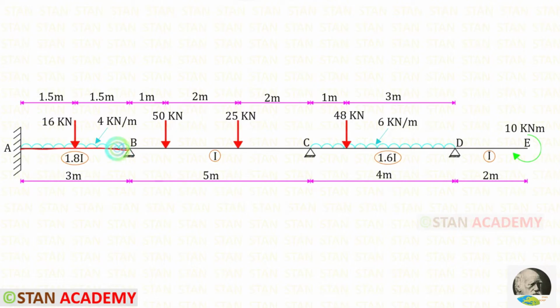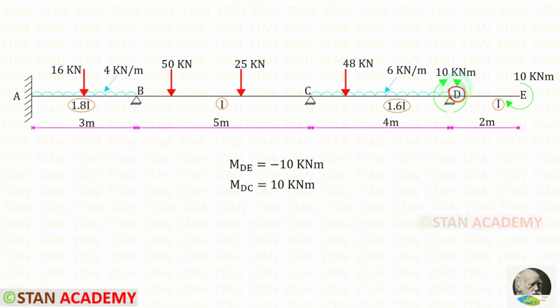The moment of inertia for AB is 1.8 I. For BC, it is I. For CD, it is 1.6 I. And for DE, it is I. Length of AB is 3 meter. Length of BC is 5 meter. Length of CD is 4 meter. And the overhanging portion is 2 meter.